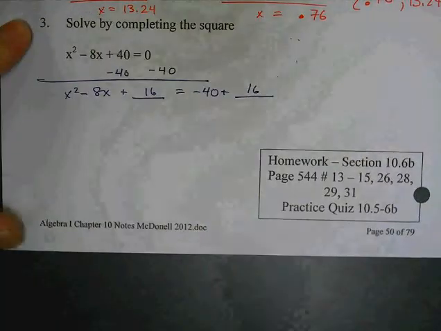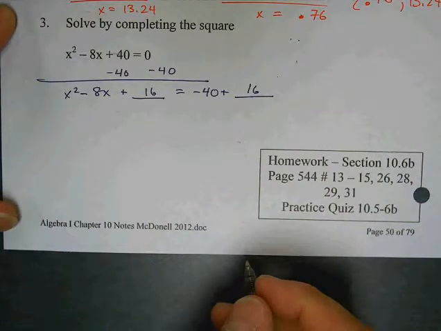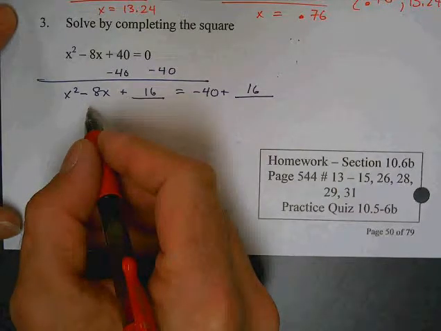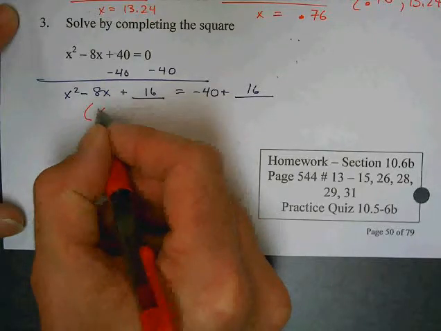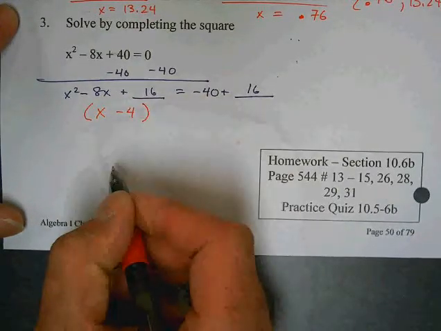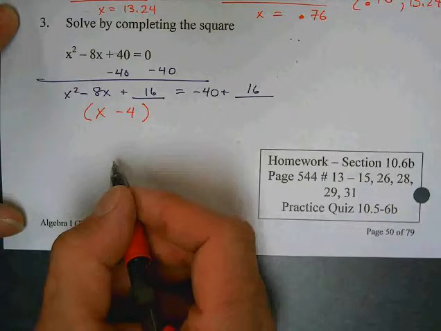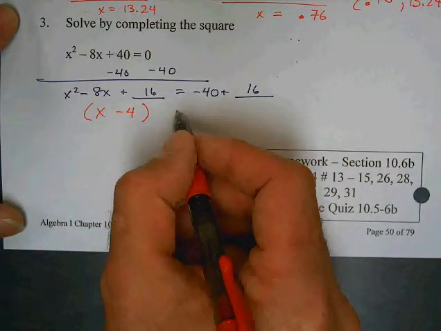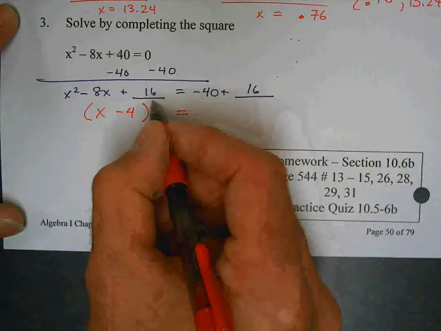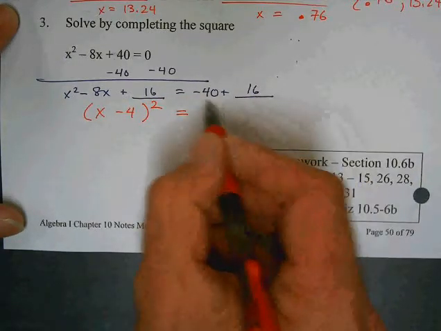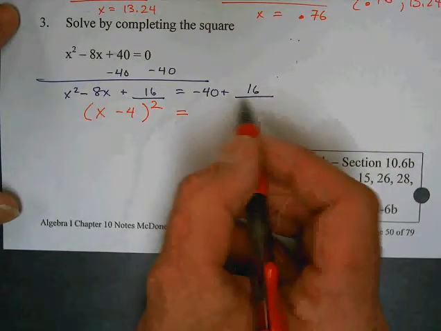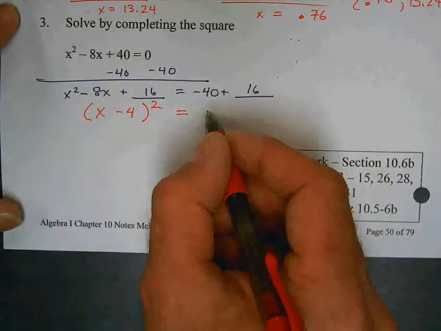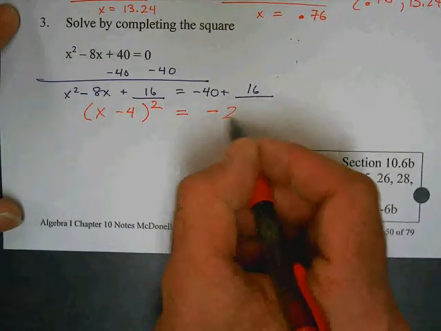All right, ladies, back to you. Next step. What's my next step? Sophia? Do x minus 4 squared. And then you do plus or minus, not yet. What's negative 40 plus 16? Negative 24.